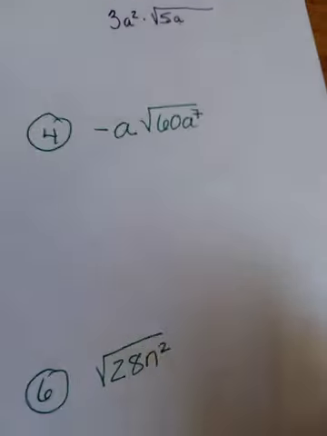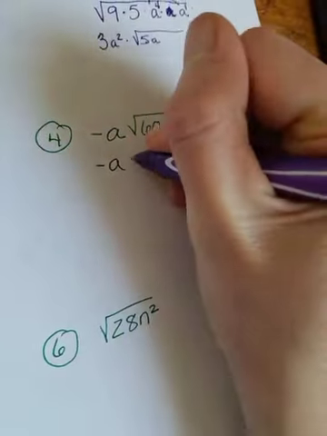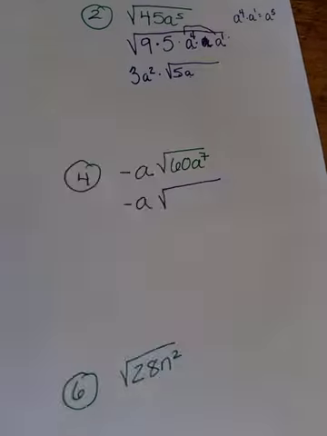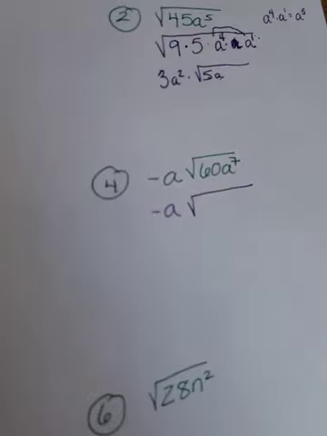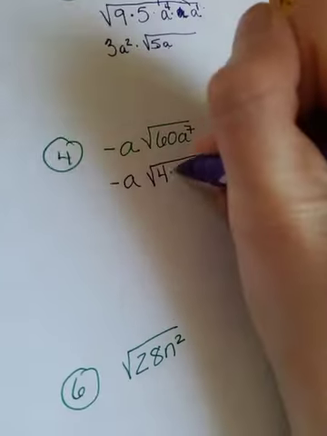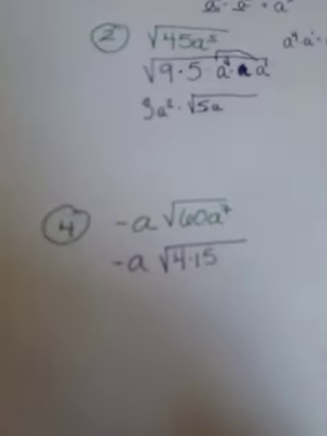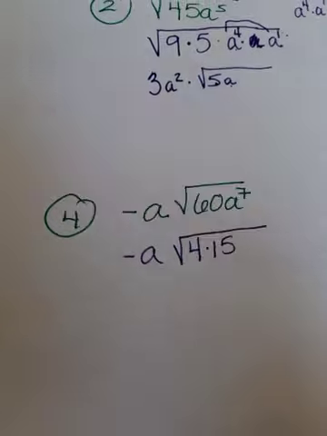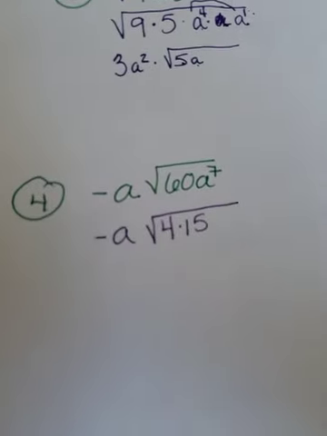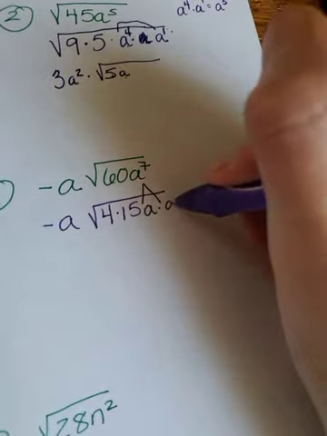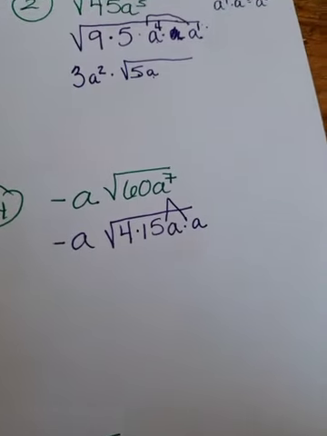Number 4, let's look at this. I am looking for a perfect square that goes into 60. And that is 4. I'm going to do 4 times 15. So here we go again. My variable is to an odd power. So remember, my trick for you was whenever you have an odd power, rewrite it as the product of two of those variables.